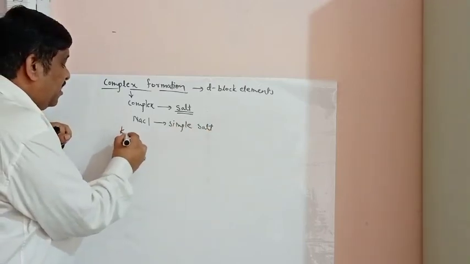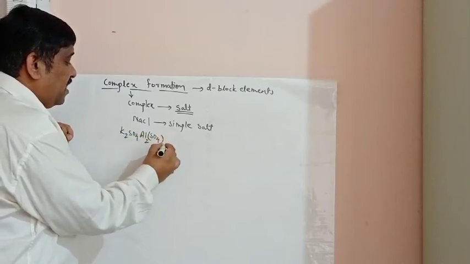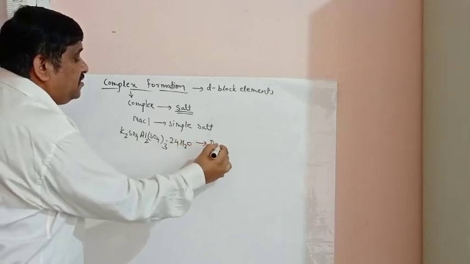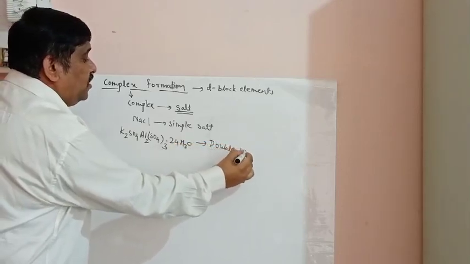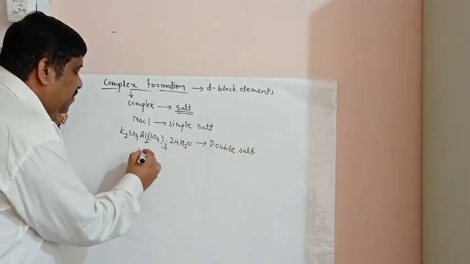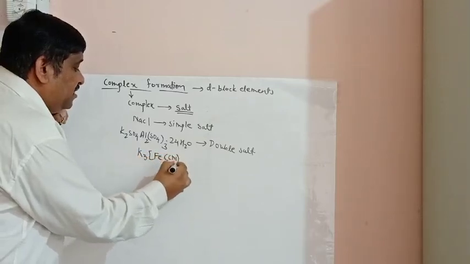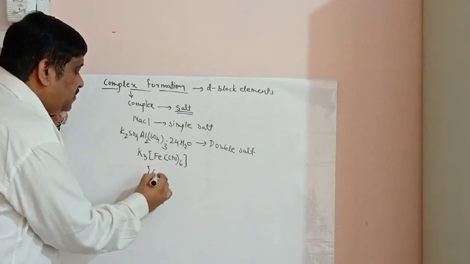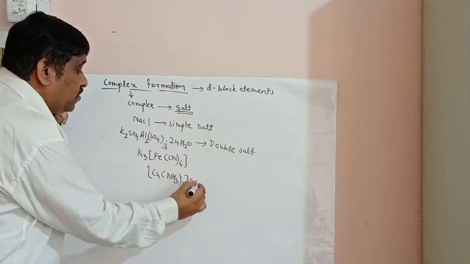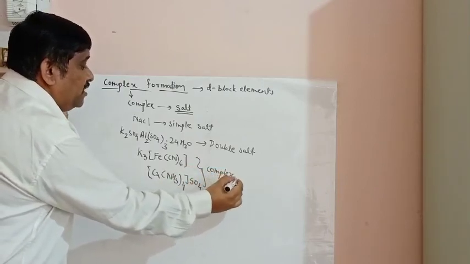If you take K2SO4.Al2(SO4)3.24H2O, this is your double salt, and the complex compound or complex salt is nothing but K3[Fe(CN)6] or [Cu(NH3)4]SO4. These two are complex compounds or complex salts.